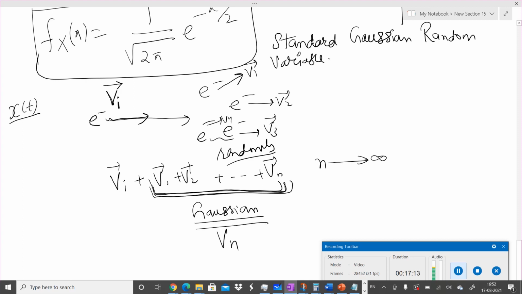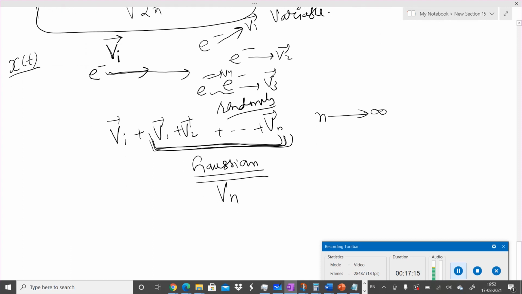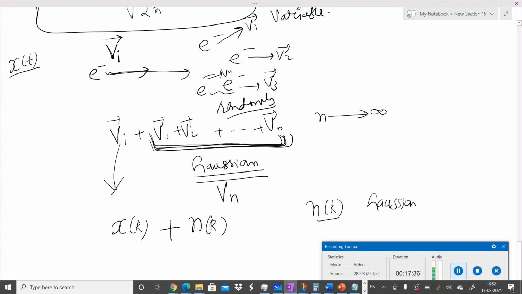So their distribution will be Gaussian, and this is actually the source of noise. I will call that Vn. Now corresponding to the velocity of the incoming electron, you have the signal representation x at time instant k, plus corresponding to the disturbances because of other electrons, you have the noise at the same time, n of k. And this n of k, we call it Gaussian noise. It follows a Gaussian distribution, bell curve, right? And this completes the channel modeling.